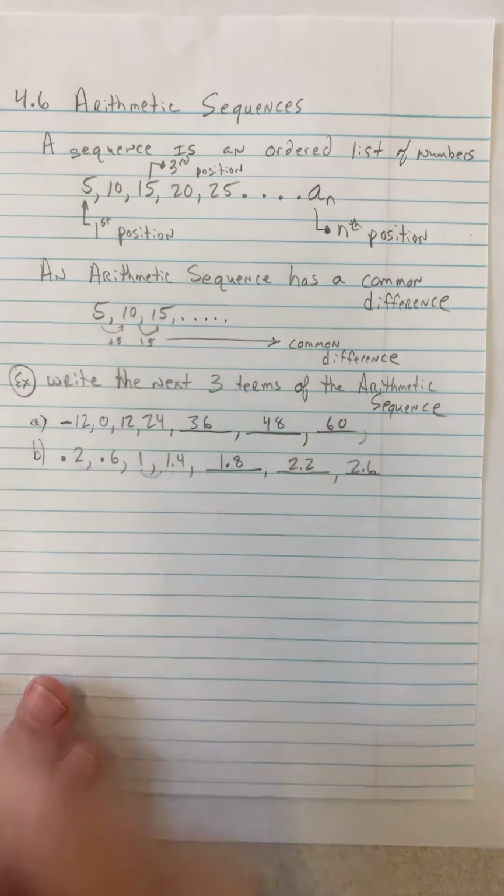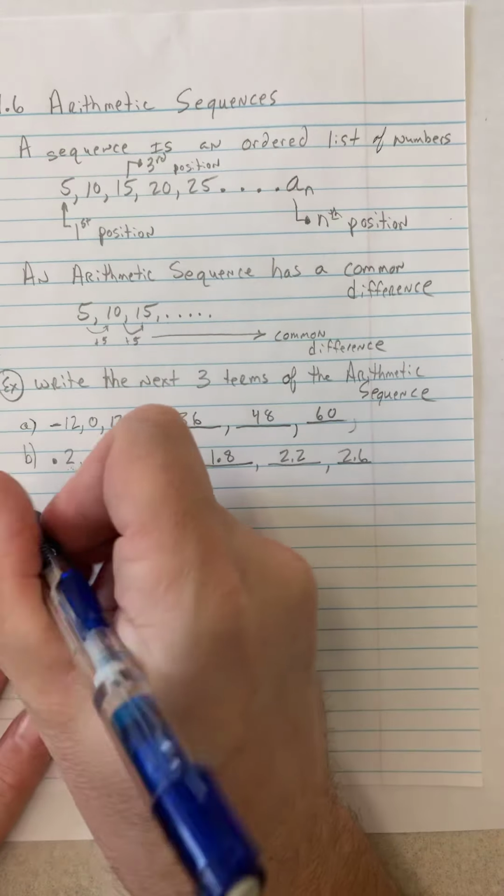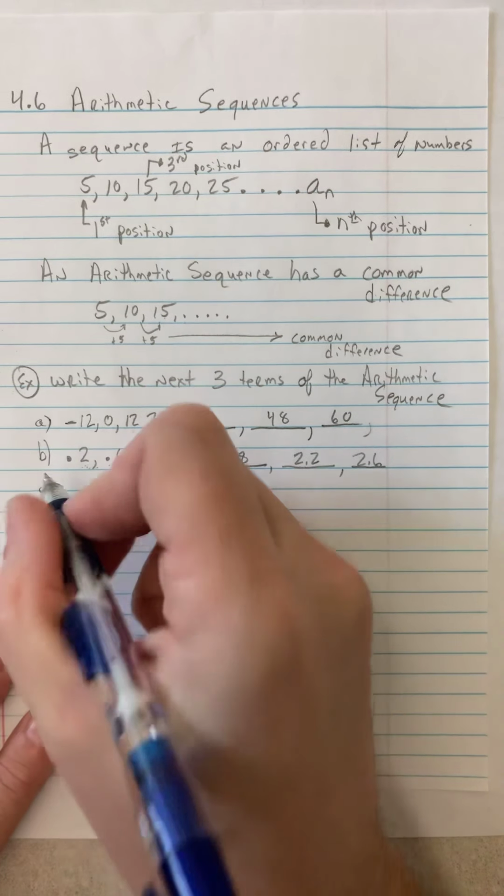Again, your common difference in that first letter A, hopefully you can see that it is a positive 12. Your common difference in the second one, hopefully you can see that it is a positive 0.4. And remember, we can go in decreasing order as well, which means that common difference may be negative.